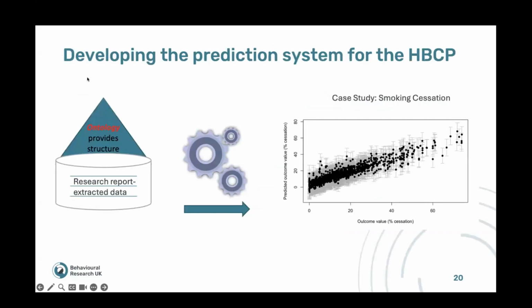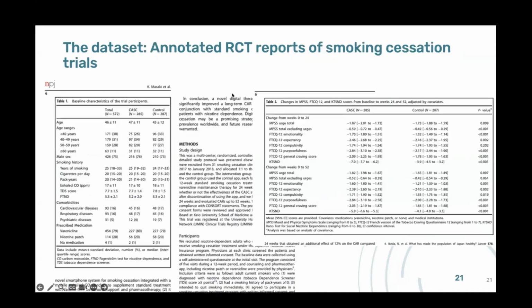So in order to achieve this, again, just mentioning the data set that we used, we had this research report extracted data set and the ontology providing the structure and the rules. And our objective was to predict an outcome of randomized controlled trials of smoking cessation, smoking cessation having a very specific standard outcome measure for trials of interventions, which is the percentage of cessation. We then built a system which was able to take this kind of data as input together with the ontology as knowledge and rules and learn from the data set.